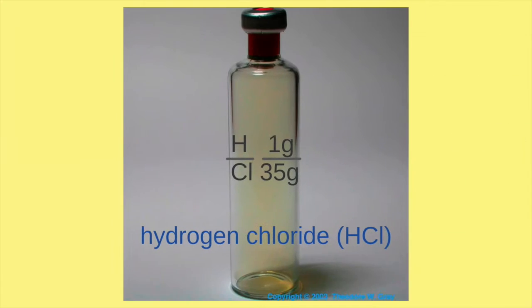Now this is pretty cool because remember, in the molecule hydrogen chloride, there was always 1 gram of hydrogen for every 35 grams of chlorine. That means there's 1 mole of hydrogen for every 1 mole of chlorine. So the same number of hydrogen atoms as there are chlorine atoms. Therefore, they're always bonding in a 1-to-1 ratio.